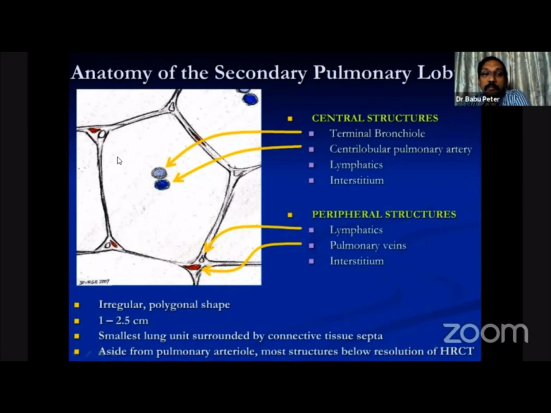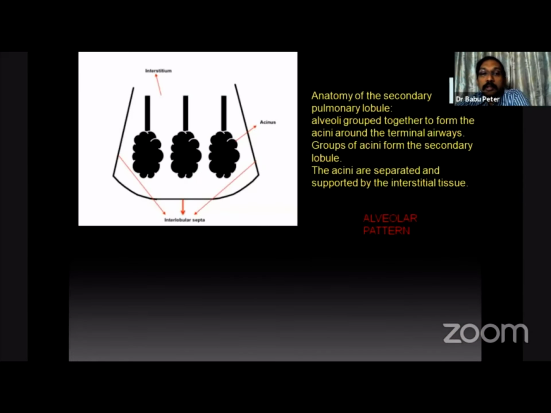So this diagram is important from an exam point of view, where you are asked to describe the secondary pulmonary lobule. This picture is just to show the anatomy of the lobule, where the alveoli are grouped together to form the acini around the terminal airways. These groups of acini cluster together and form the secondary pulmonary lobule. These acini are separated and supported by the interstitial septum.